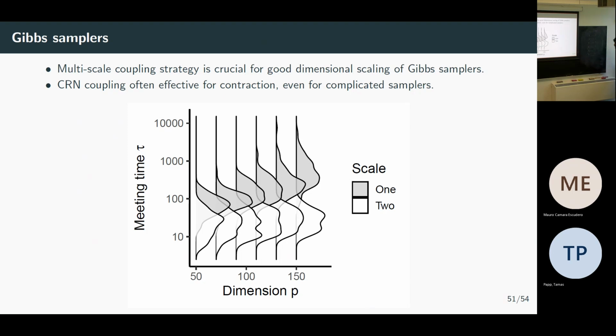So every coordinate separately. And if you use a coupling that purely attempts to get exact meetings but doesn't do any contraction, then essentially you need to couple all of these consecutively. If one of them fails, then the whole thing breaks down and you have to start again. So you can expect this to eventually, as the dimension gets big enough, decay exponentially. And this is what you see here. The one-scale coupling for this Gibbs sampler just attempts to get meetings in every coordinate. You can see meeting times go up exponentially as dimension increases.